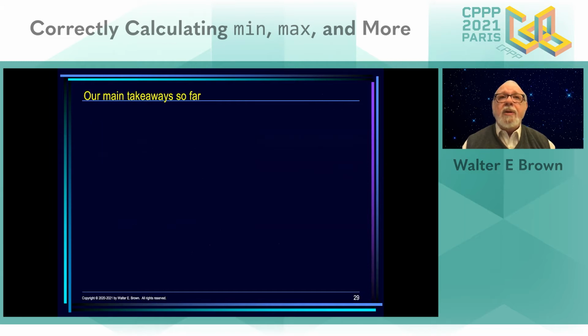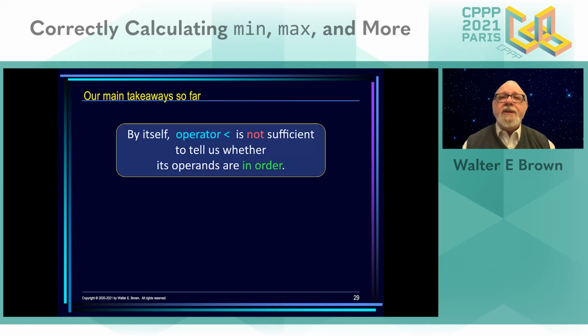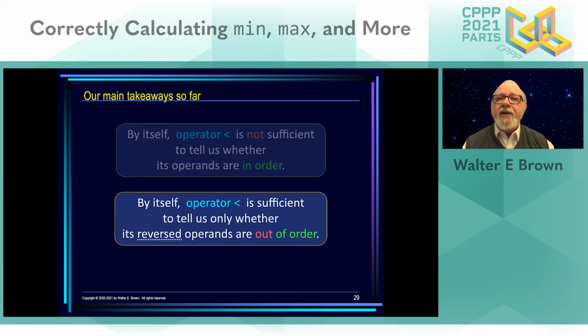So there are 2 main takeaways so far. The first is the observation that by itself, operator less than is not sufficient to tell us whether its operands are in order. What operator less than can do by itself is tell us only whether the operands, once reversed, are out of order. Okay?